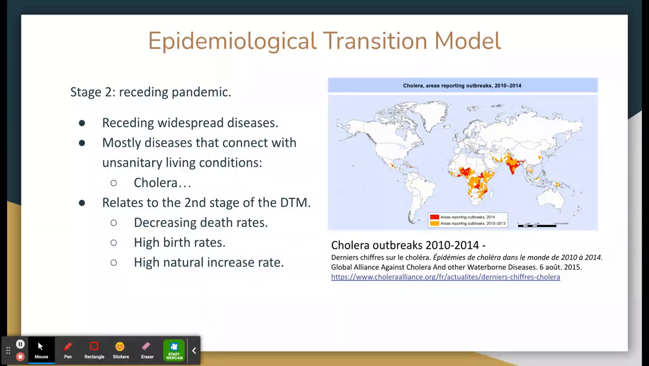Mostly diseases that connect with this stage are related to unsanitary living conditions, such as cholera, which is a waterborne disease. This relates to the second stage of the DTM. As the CDR is decreasing, the CBR is high, and the NIR is high.